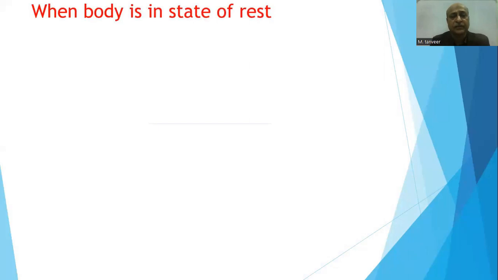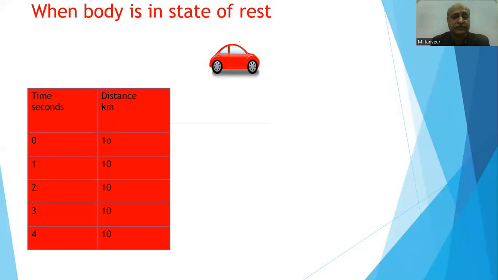First case, when the body is in state of rest, then what will be the shape of distance time graph? Suppose car is in state of rest. It is not covering a distance. It is not moving. So what will be shape of distance time graph? Time is 0, 1, 2, 3, 4, 5, 6, so on. Time will not stop. Car is not covering a distance.